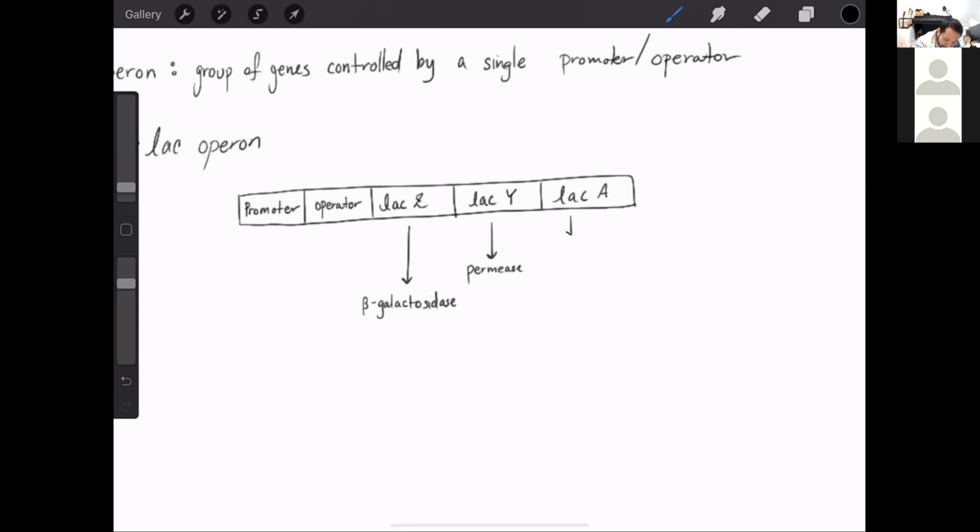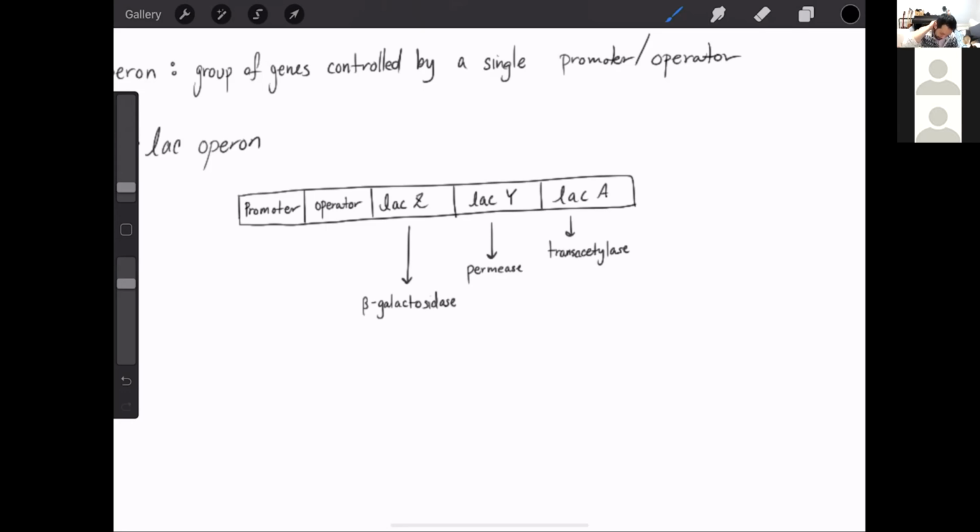And Lac A is going to be called a transacetylase. And we're not really 100% sure what it does, but from the name, it seems to me that it's able to transfer an acyl group, and I'm guessing that it's going to be involved in the processing of either galactose or, I don't know, lactose itself. So we're looking at 3 separate genes that are all working together for the metabolism of lactose, which is a sugar that we're talking about near E. coli.